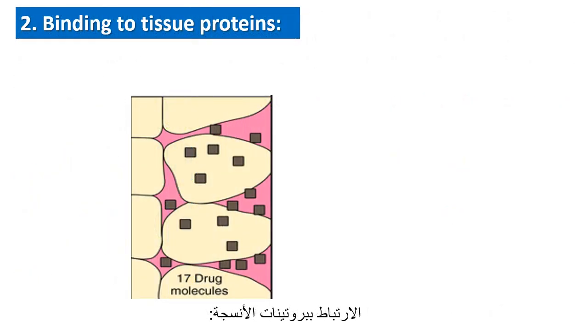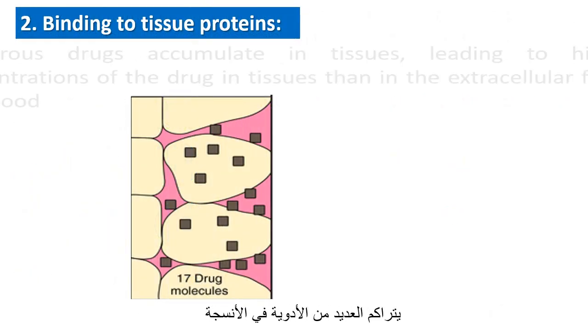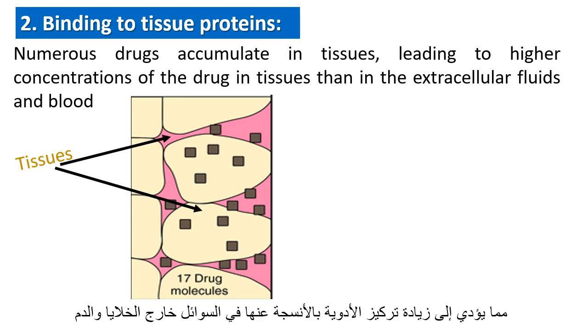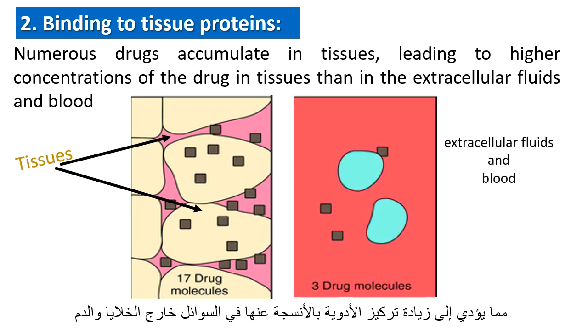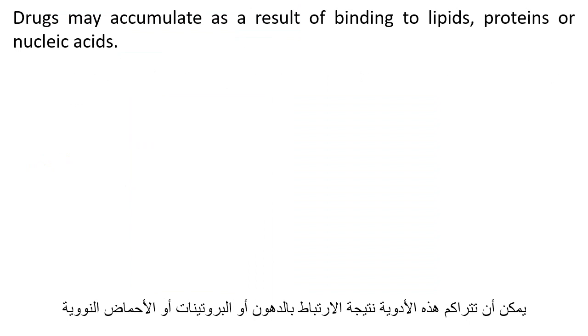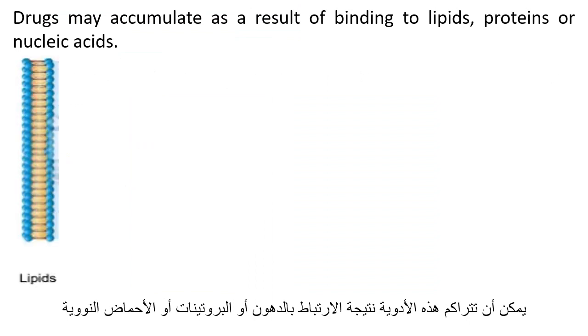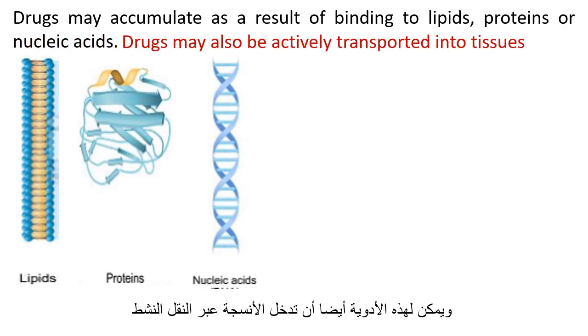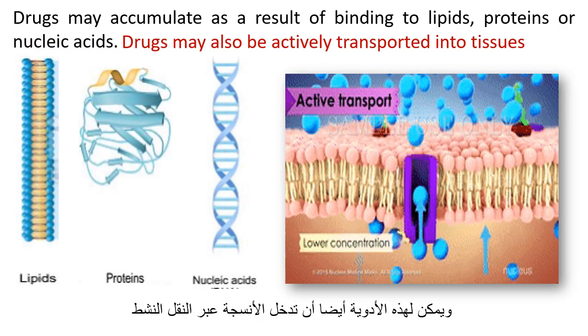Binding to tissue proteins. Numerous drugs accumulate in tissues, leading to higher concentrations of the drug in tissues than in the extracellular fluids and blood. Drugs may accumulate as a result of binding to lipids, proteins, or nucleic acids. Drugs may also be actively transported into tissues.